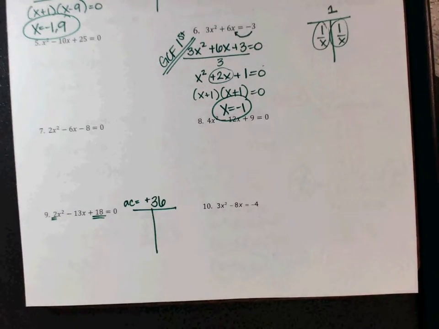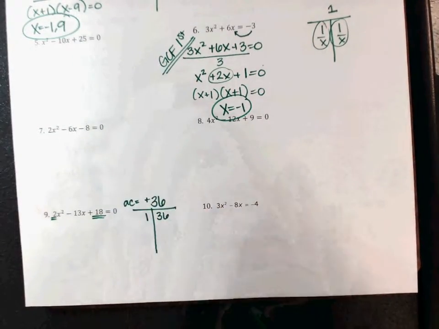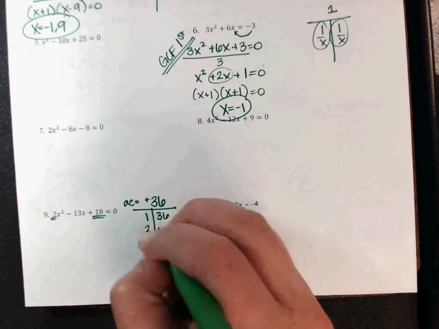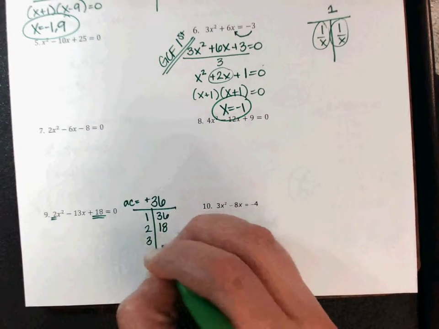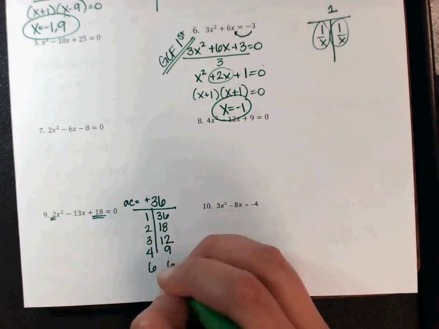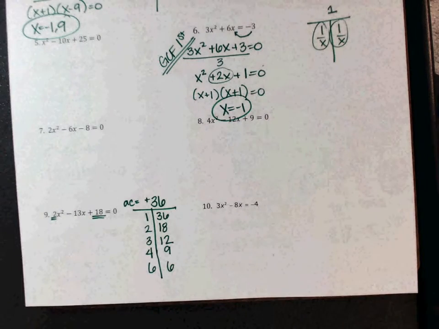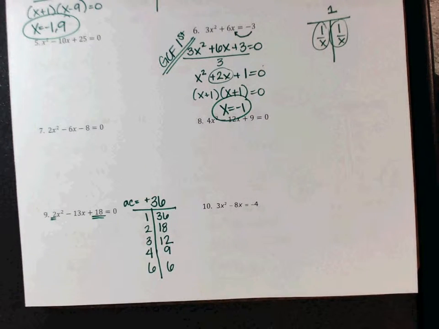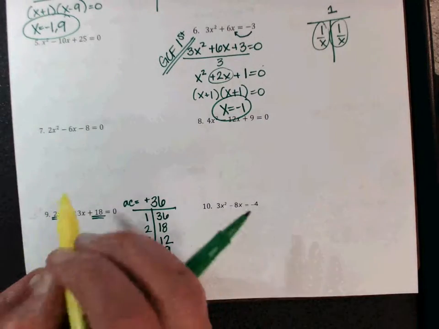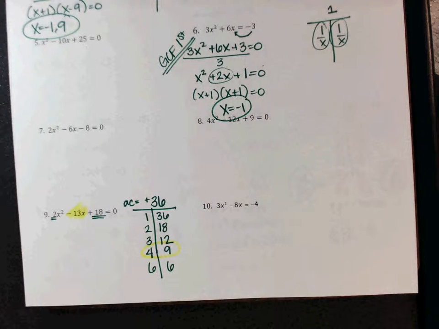Let's start with 1. Okay? So 1 times 36, 2 and 18, 3 times 12, 4 times 9, or 6 and 6. Then from there, if the top number is positive, they have to add to the number in the middle. What's my number in the middle? 13, so I need 4 and 9. Very good. Now, if I want to get negative 13, negative 4 and negative 9.